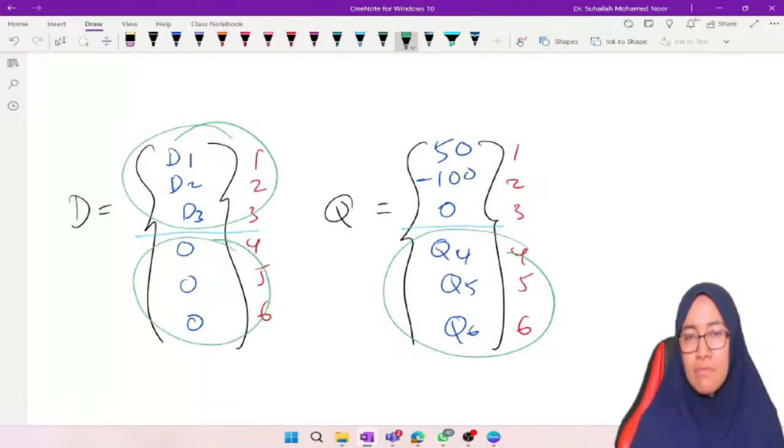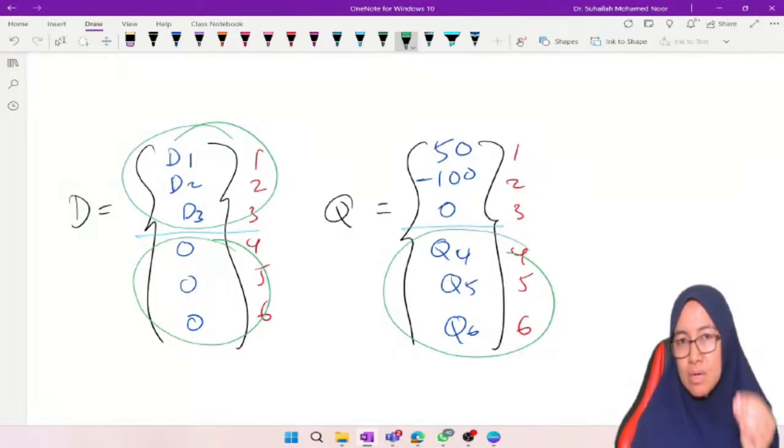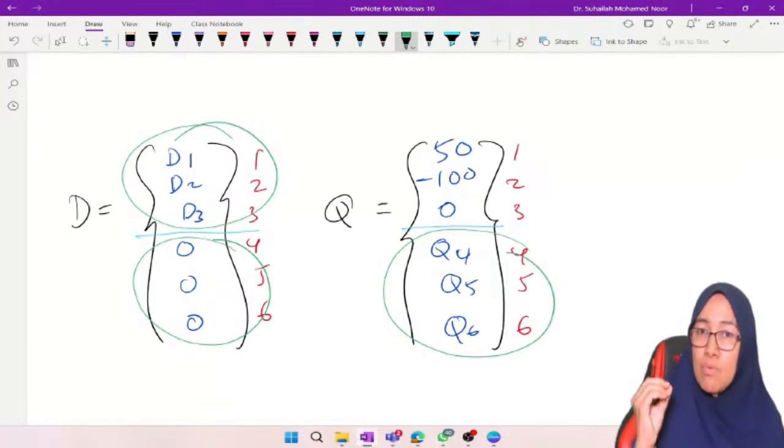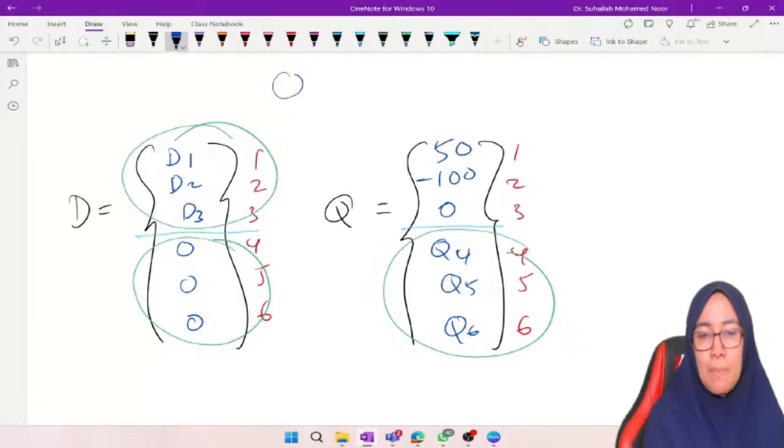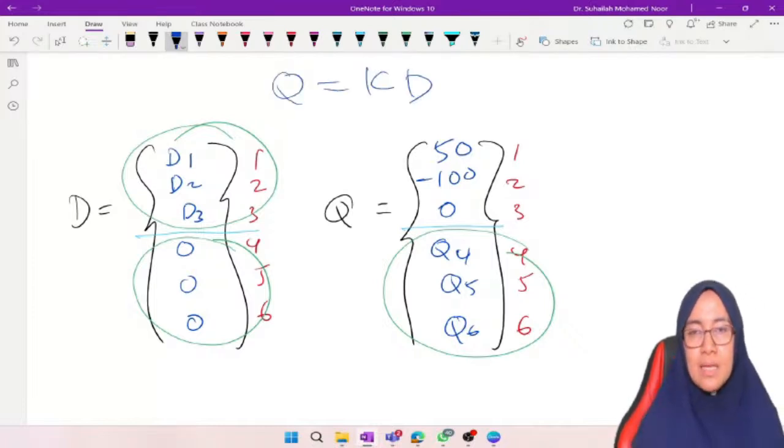So known versus unknown. Known displacements are 0 at 4, 5, 6. Unknown are Q4, Q5, Q6. So using stiffness method, we will apply Q is equal to KD. It is called the force displacement equation. Q is force, D is displacement. This is also the stiffness equation.